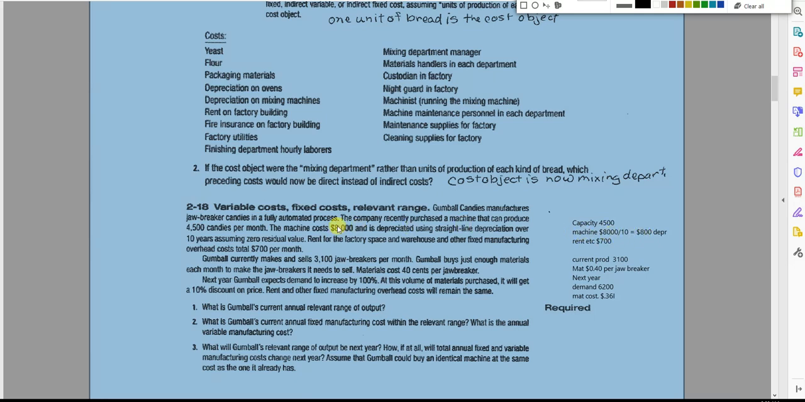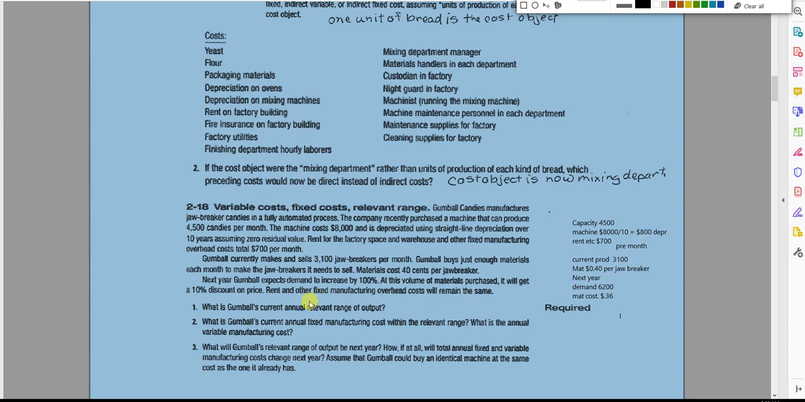Okay, so I should say that, I think I said per month before, but that's machine costs $8,000 in 10 years. So this is per month here, right here. So make sure. All right. So 700 times 12 is 8,400 plus $800 of depreciation is $9,200.